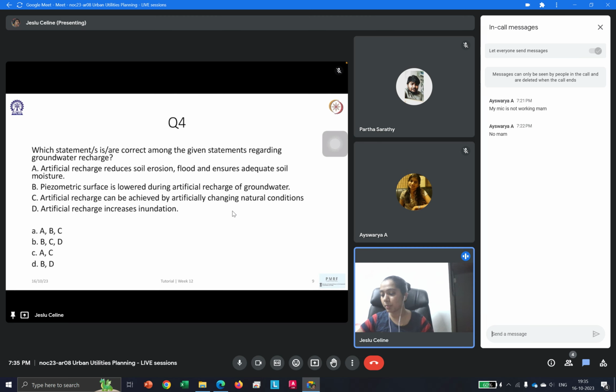So let's go option by option. A. Artificial recharge reduces soil erosion, flood, and ensures adequate soil moisture. Is that right?